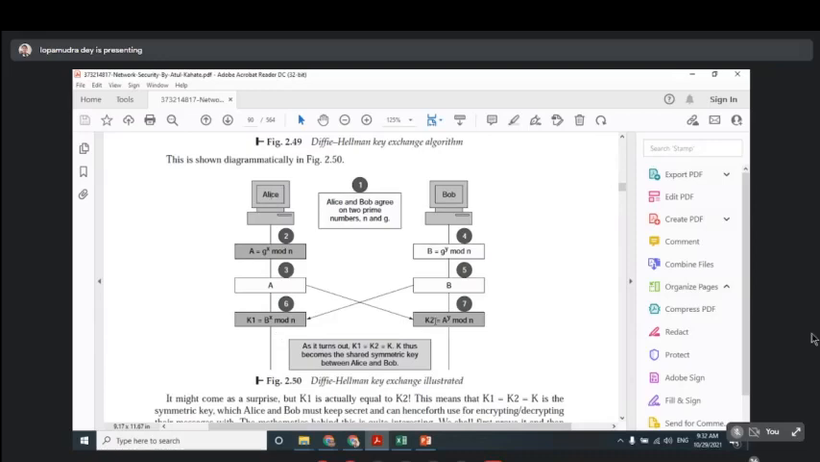Now let's decide K2. What is K2? A to the power y mod n. What is A? A is g to the power x. That means K2 is again g to the power xy mod n. That's why the symmetric key is there: K1 equals K2 equals K. That means both are g to the power xy mod n.